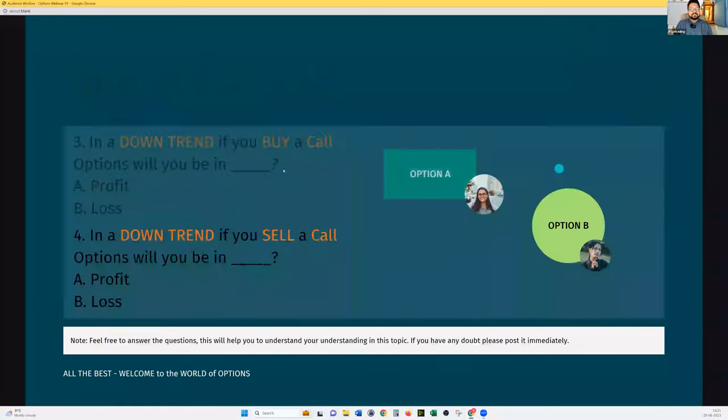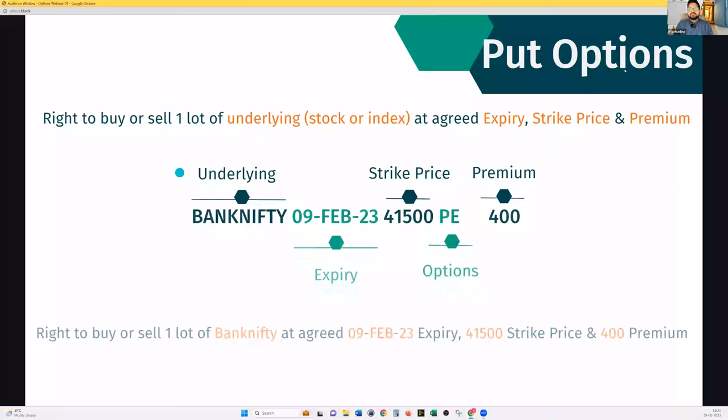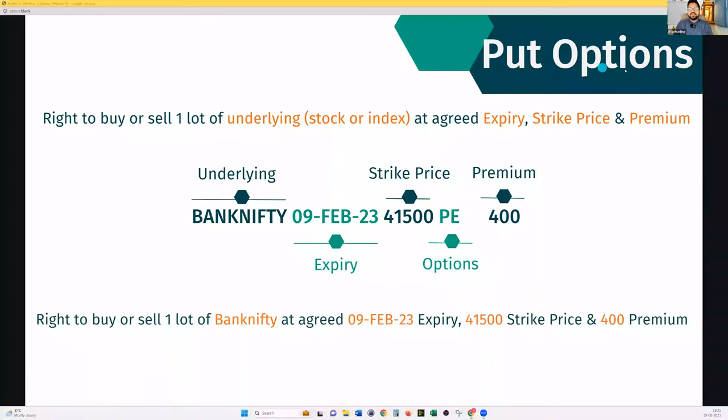Thank you. And now the put option is going to be very easy for you guys. Okay. Because you answered everything on a very proper note whenever it came to call options. So now the put option is going to be very, very simple for you.